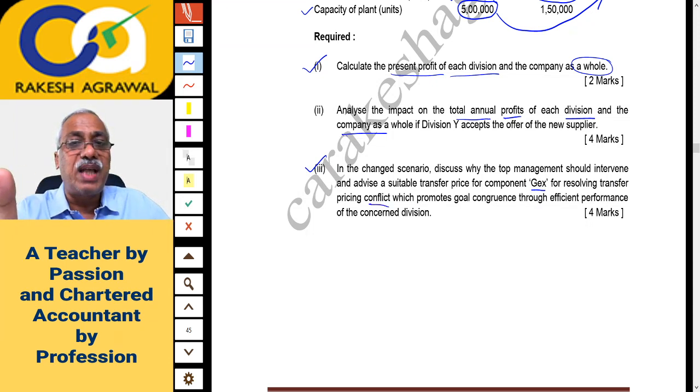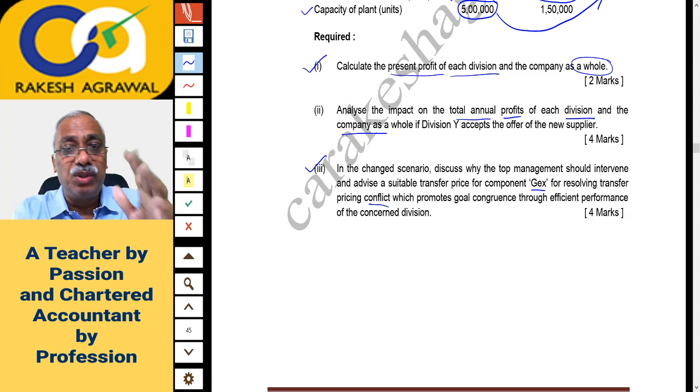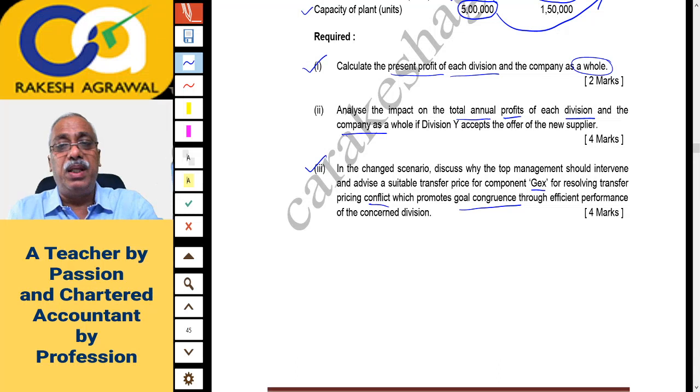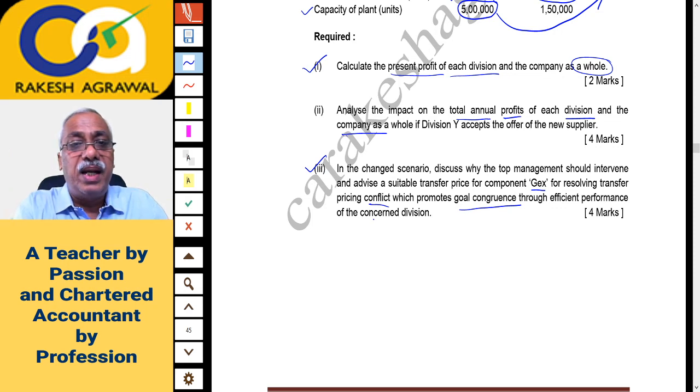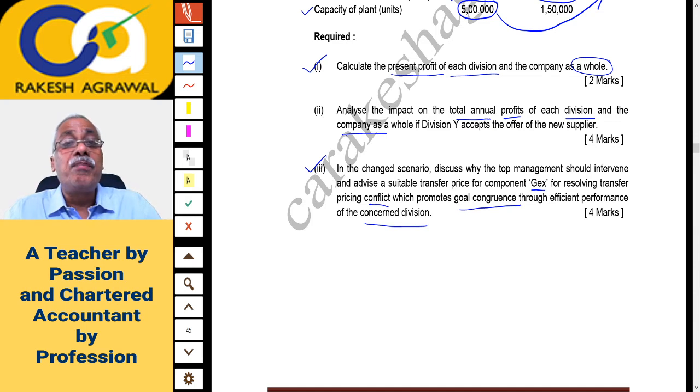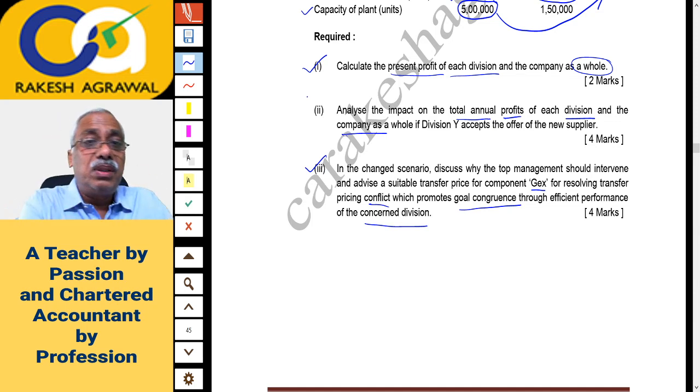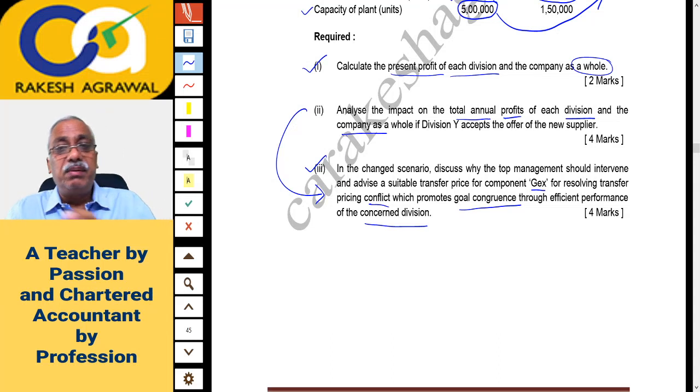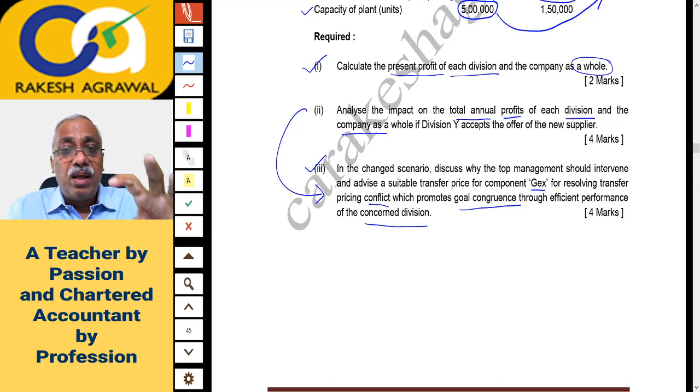Now due to conflict, what is happening? The company's profit is going down. So you have to resolve this, which promotes goal congruence. Goal congruence means you have to think of the company as a whole, not individual divisions. So goal congruence is maximization of total profit through efficient performance of the concerned divisions. So in this changed scenario, how management will interfere and help or advise the divisions to resolve the conflict in the light of goal congruence, that is, maximization of total profit.